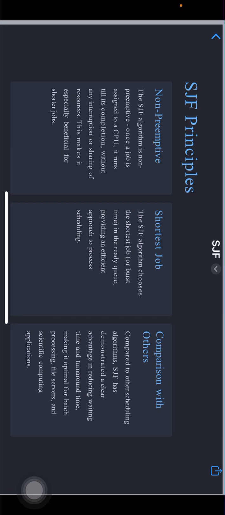Comparing SJF with other scheduling algorithms, it has an advantage in reducing waiting time and turnaround time, making it optimal for batch processing, file servers, and scientific computing applications.